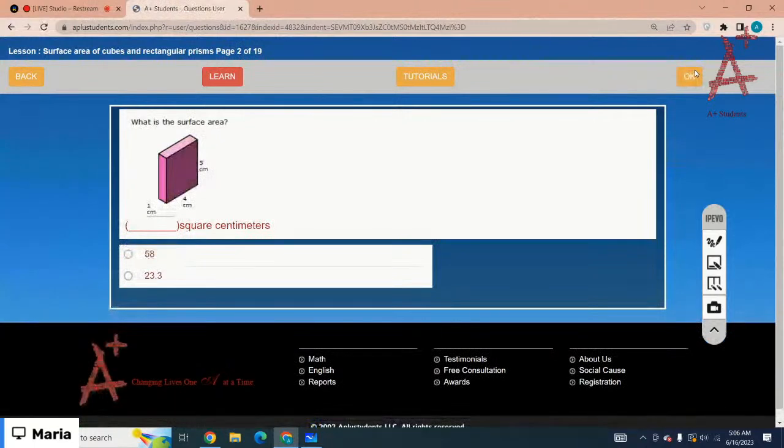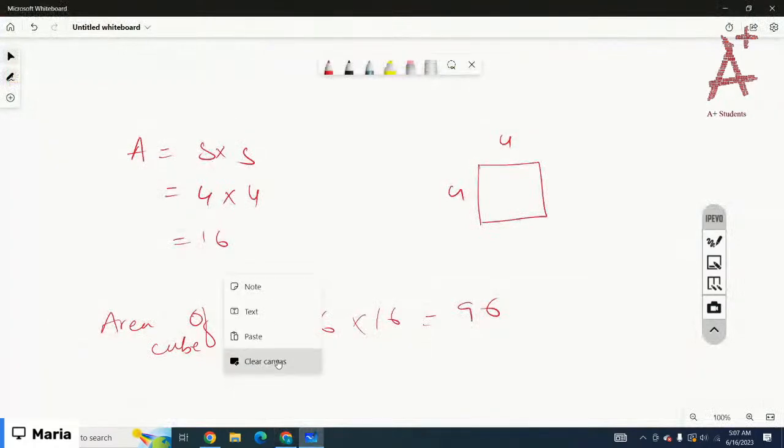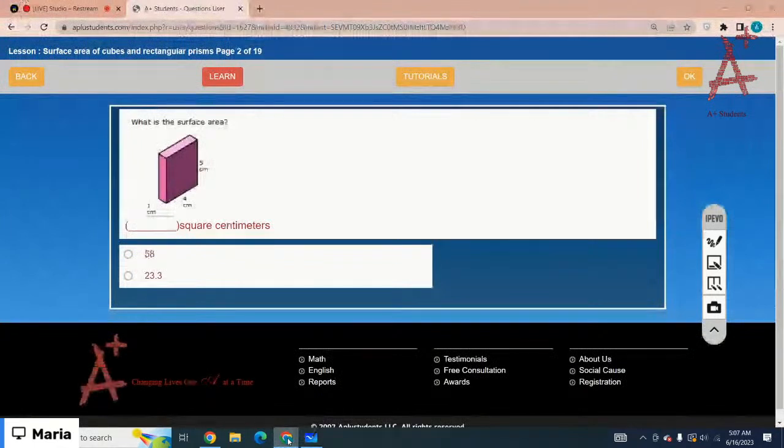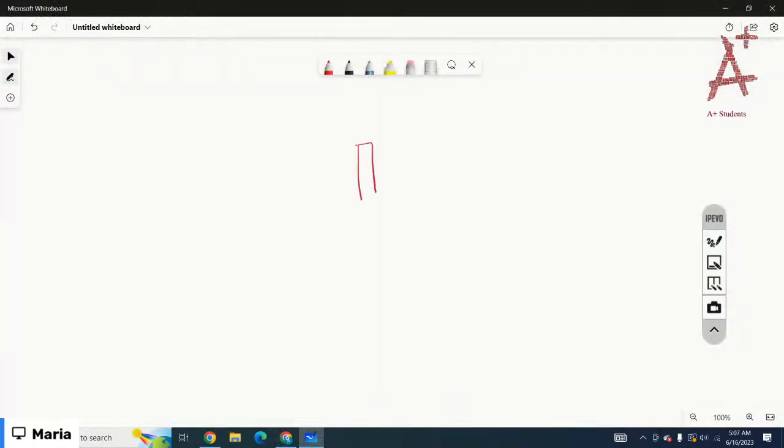Okay, the next one is, what is the surface area? So you have to calculate the surface area. So let's just start with the first face, the pair. We are going to calculate the area as pair of faces. Got it? Okay, let's just start with this one. 1 and 5. Got it? So it would be 1 times 5, that equals 5. So same is the area of the other face. 1 and 5, it would be 1 times 5. Got it?